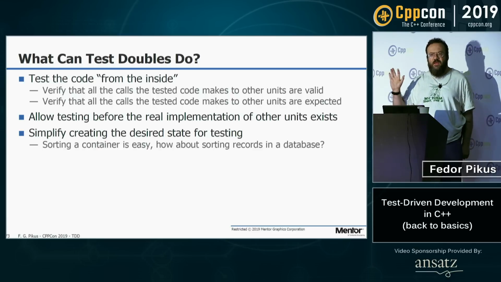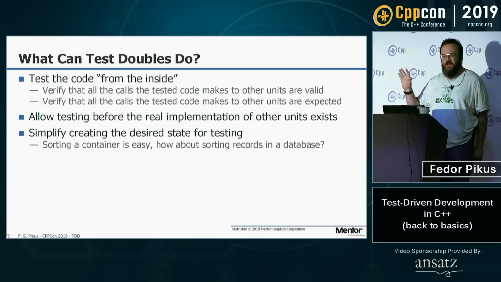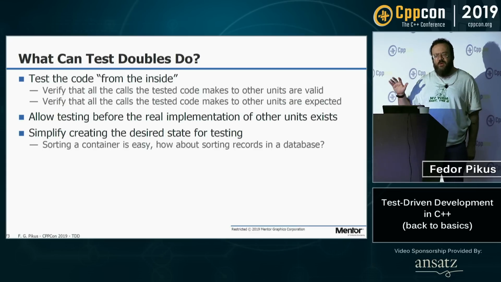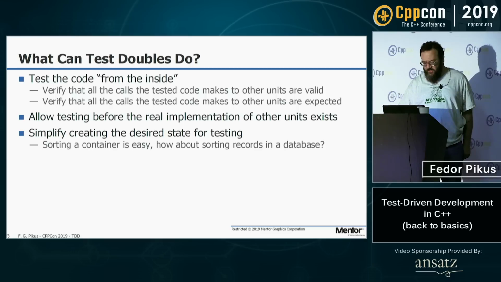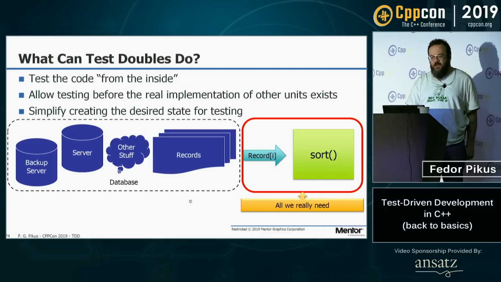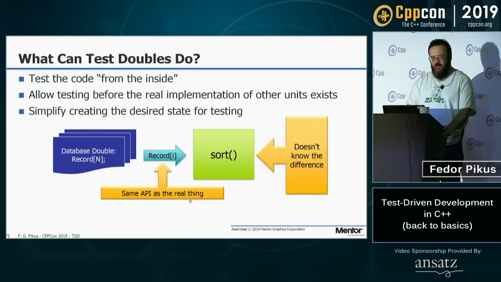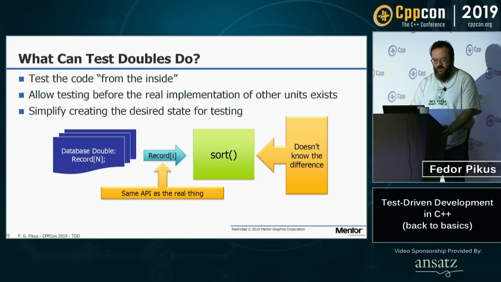The other big thing that test doubles do is they simplify creating the desired state for the testing. Sorting the container, that was easy. I want to sort the records in the database. So here is my huge database, the server, the backup server, the redundancy, the communication, the backup, lots of other stuff, and all I care about is getting the records and sorting them. Well, I just need an array of the records and the interface to get the records in and out. I don't care where they come from. Maybe I haven't written the redundant server and the backup server yet. I can fake the database. My sort doesn't know any different.